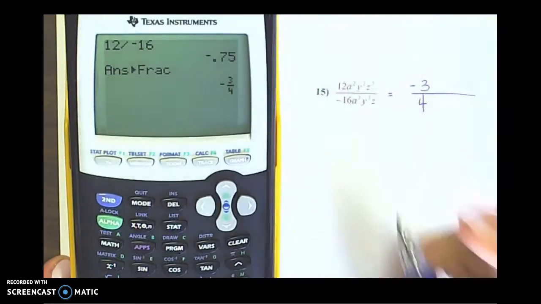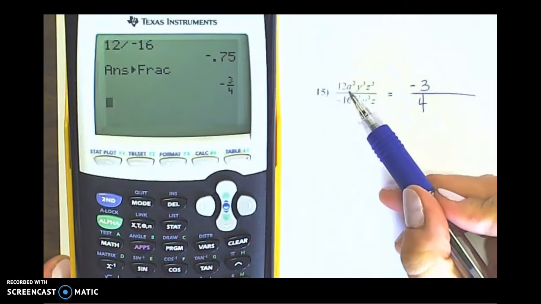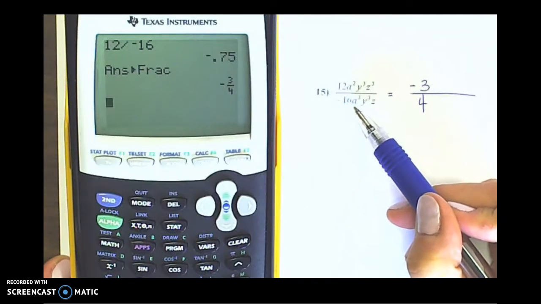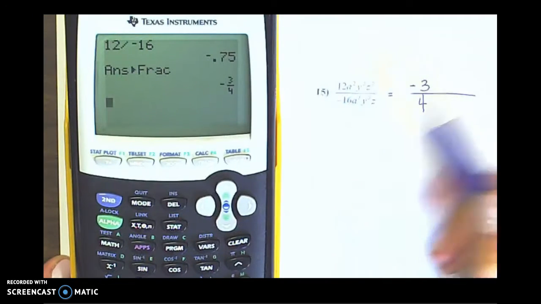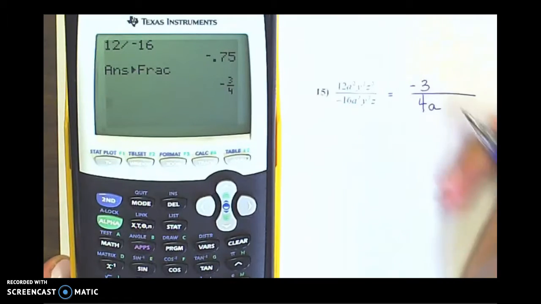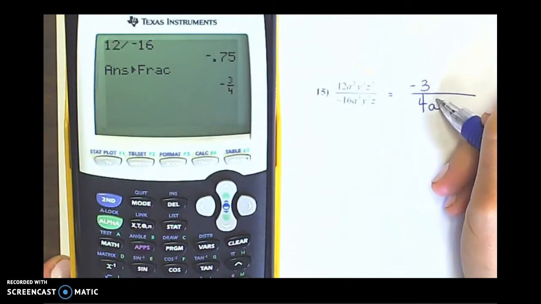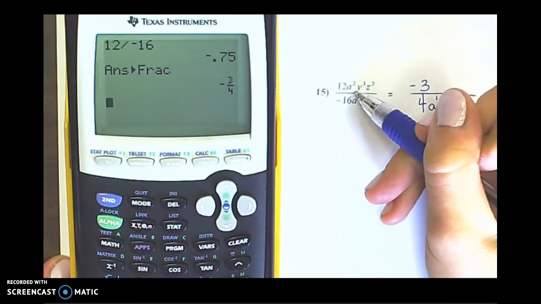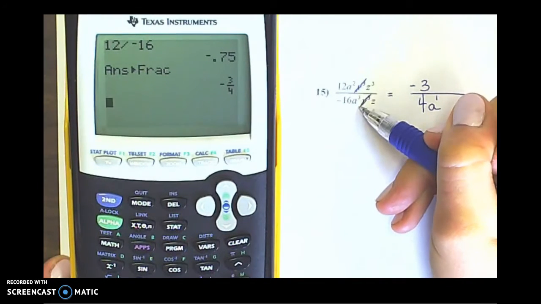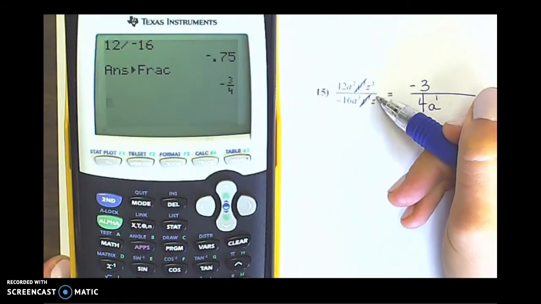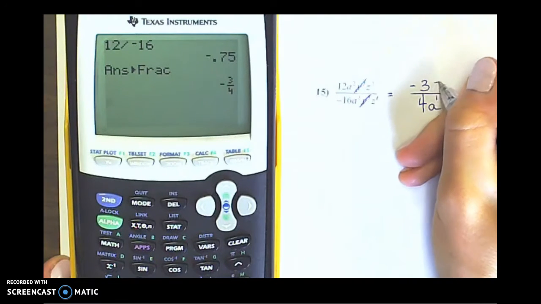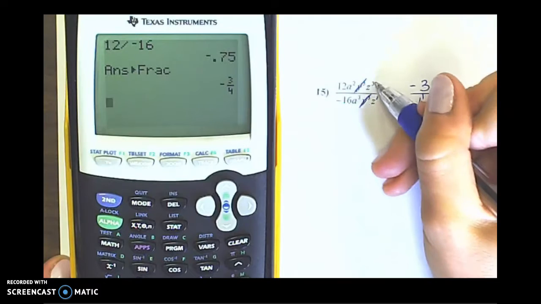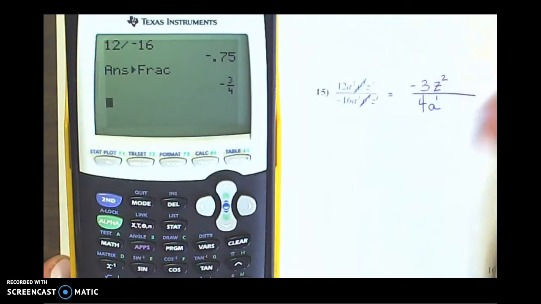Okay, now let's take a look at the variables. So here we have a to the second power, a to the third power. The third power is bigger, so the a stays in the bottom. And 3 minus 2 is 1, so we just get a power of 1. Y to the third over y to the third, so those are going to cancel. Then we have z to the third, z to the first. So z is bigger in the top, it stays in the top. And 3 minus 1 is 2.